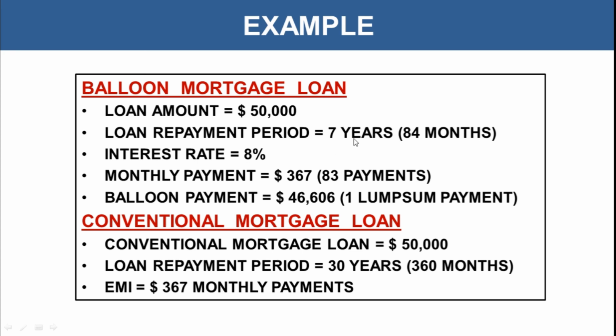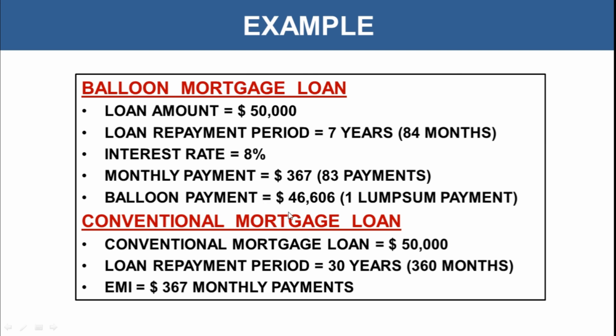Now here we are talking about a loan repayment period of 7 years. If you want to see the same case in a conventional mortgage loan, if we have taken a $50,000 loan, the loan repayment period in a conventional mortgage loan would not be shorter. It would be somewhere around 30 years, let's assume, so 30 years would be around 360 months, and your EMI will again be $367, which is equal to the balloon loan. But what you need to consider is that here you will be making $367 monthly payments for 360 months, that is 30 years. But here you are making the $367 monthly payment, which is EMI, for only 83 payments, that is 83 months. So you can see the difference here. It is only 7 years. Here you are going through 30 years.